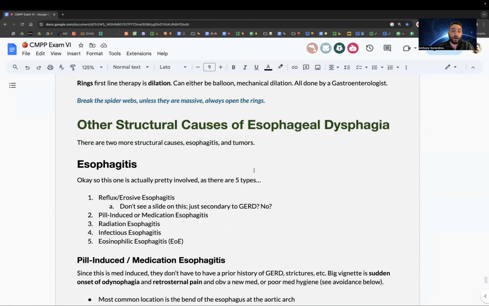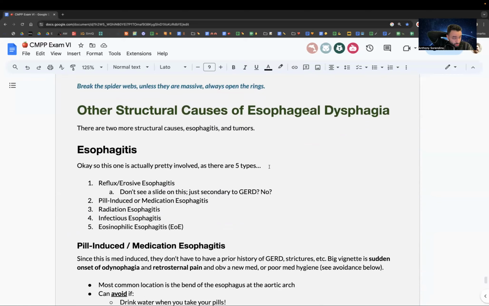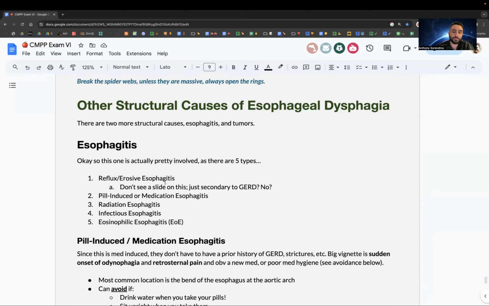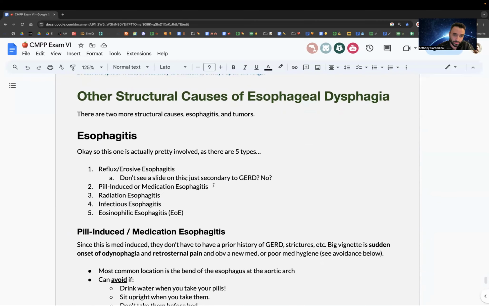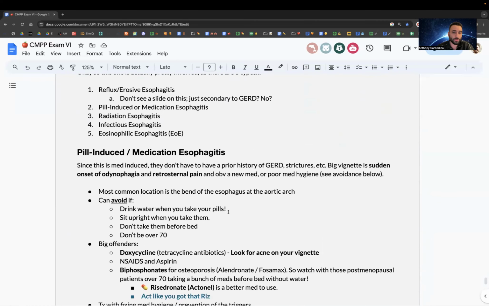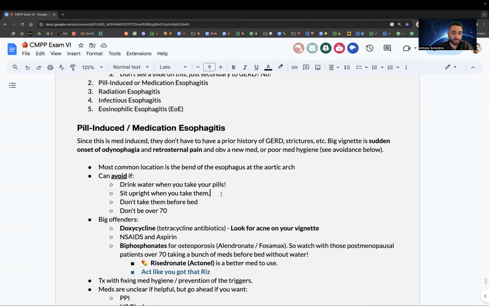Okay, a few more. So there's two more structural causes, esophagitis and tumors. Esophagitis has 5 subtypes. So let's just go right through them all. Pill-induced medication esophagitis is going to be one. Big thing on a vignette here is a sudden onset of painful swallowing and retrosternal pain, but then obviously a new med and something called poor med hygiene, which I'm not sure is a thing, but I'm pretty sure it is.